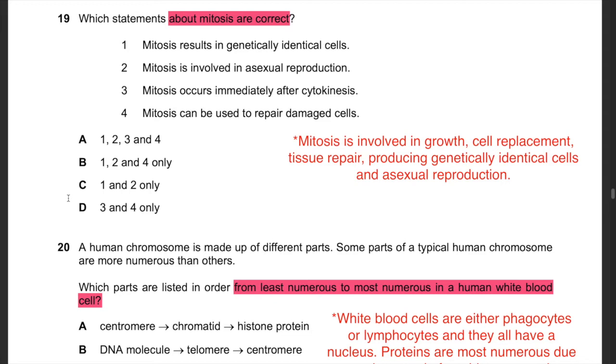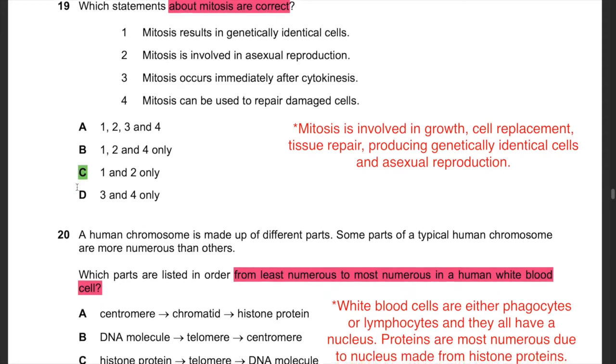Option 3, mitosis occurs immediately after cytokinesis, is wrong because it occurs before cytokinesis. And option 4, mitosis can be used to repair damaged cells, that's wrong because mitosis is involved in cell replacement and not repairing of cells, because it repairs tissues but not cells. For cells, it's cell replacement. Therefore, option 4 is obviously wrong. So A has 4, B has 4, and D has 4. Therefore, the correct option is C, which is 1 and 2.